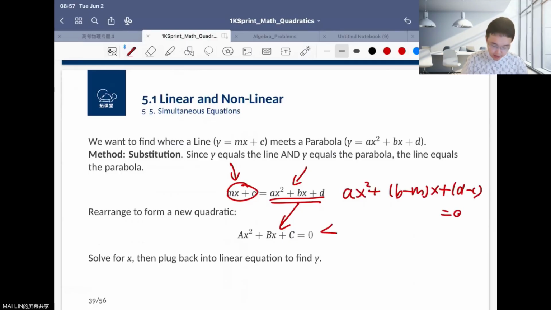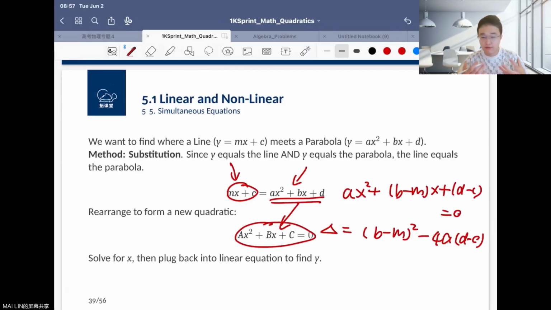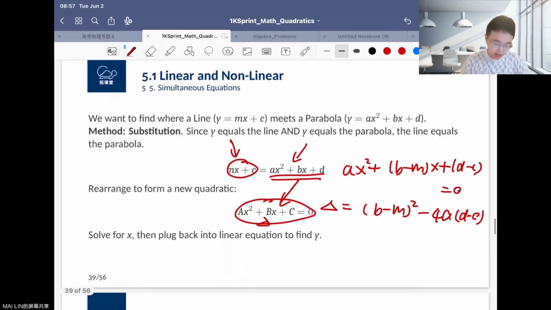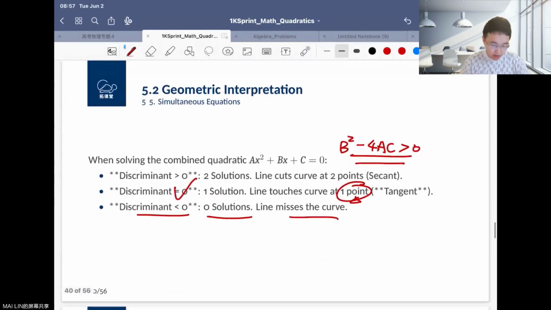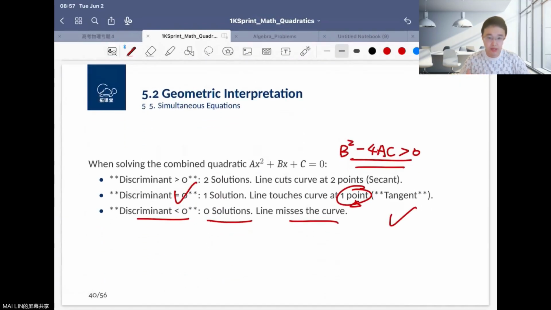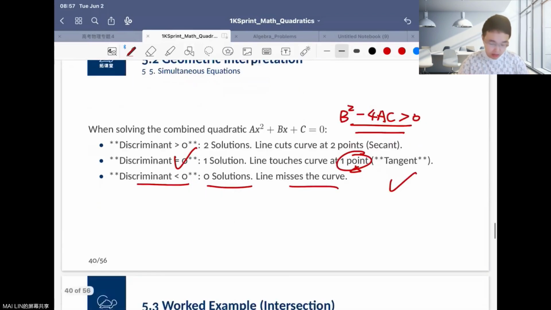Here we can set the discriminant equal to (b - m) squared minus 4a times (d - c). We can understand it as a very simple quadratic form, like ax squared + bx + c = 0, and solve for x using the discriminant. In the last lesson, we learned that a discriminant bigger than 0 means there are two solutions, a discriminant equal to 0 means there is only one point, and a discriminant smaller than 0 means there are no solutions on the curve.